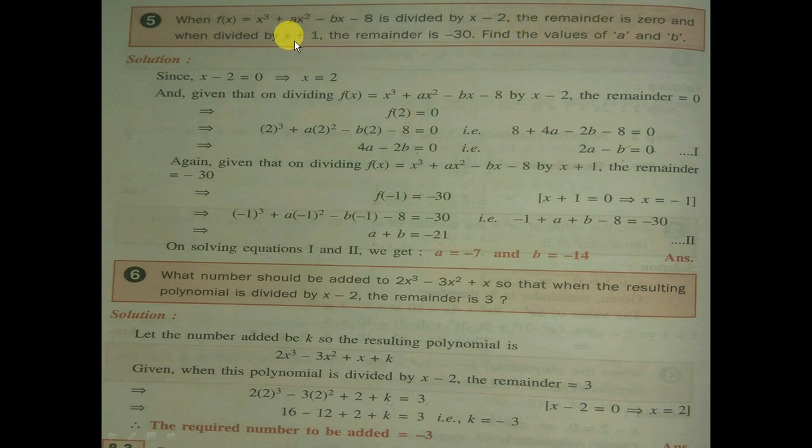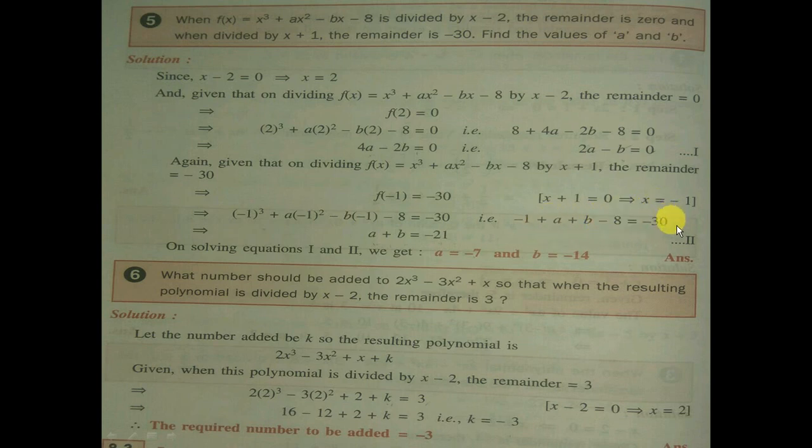Whereas when you divide the same by x plus 1, it gives a remainder minus 30. So right side is minus 30. X plus 1 is equal to 0 means x is equal to minus 1. Replace wherever x is there with minus 1. Minus 1 cube plus a into minus 1 square minus b into minus 1 minus 8 is equal to minus 30, because remainder is minus 30. It is minus 1 plus a, minus of minus becomes plus b, minus 8 is equal to minus 30. Minus 1 plus minus 8 is minus 9.